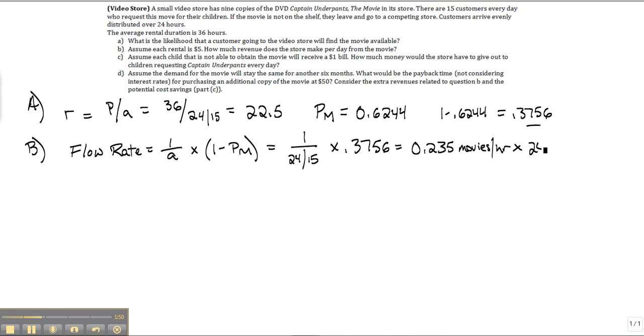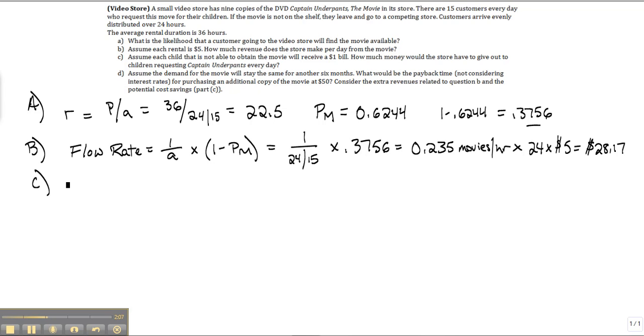Making this a daily figure, we multiply times 24 and the $5 revenue per movie for a daily video rental of $28.17 for the store.